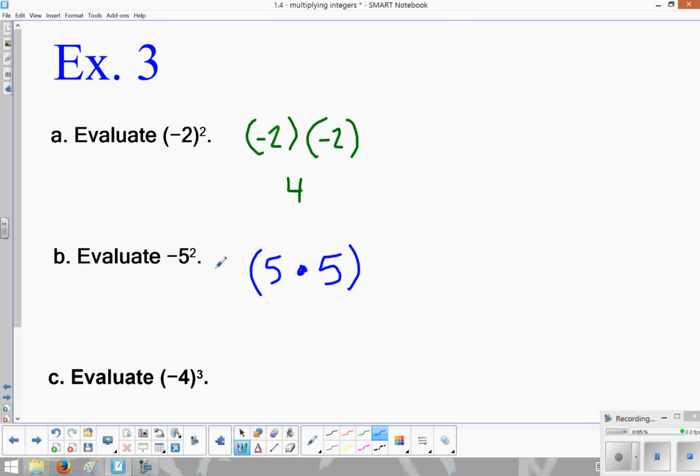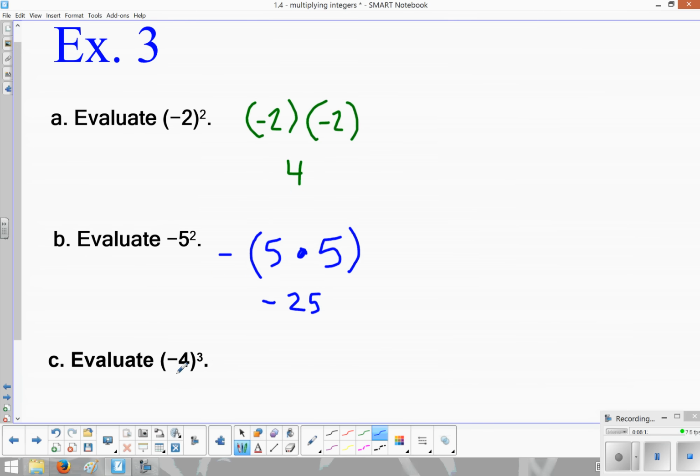So we're going to do 5 times 5 is 25, and since there's a negative outside, we'll put the negative. So don't forget, if there's no parentheses, we're going to solve the number itself with the exponent, then attach the negative at the end. Okay? All right. Now for this last one, example 3c, we have the parentheses again. So again, just like example A, we're going to write the -4 in parentheses.